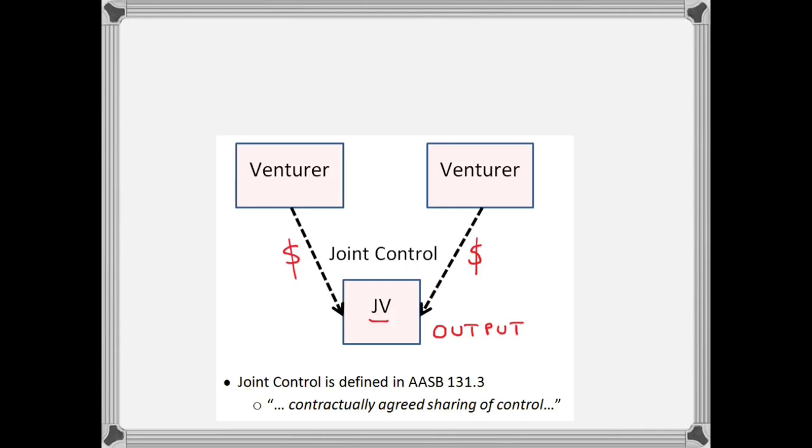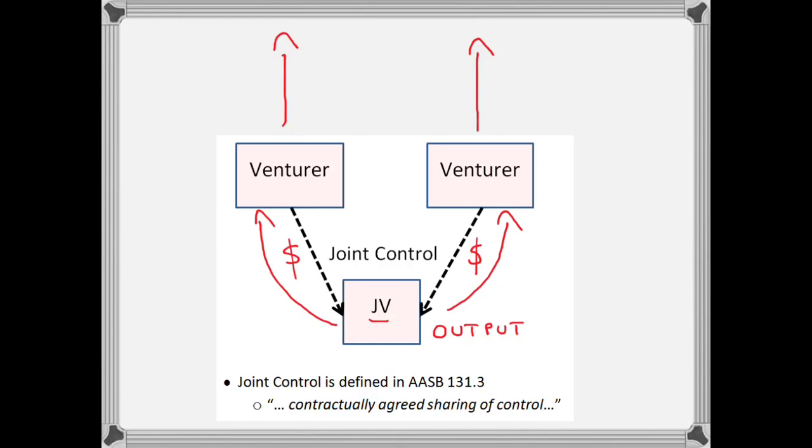Now, the joint venture generally won't sell the output itself, but rather it will disperse the output back to the venturers. So they will get whatever the joint venture decides to disperse, and then from there the venturers are able to sell that inventory or that production output off to a third party, and that's where they make their money.